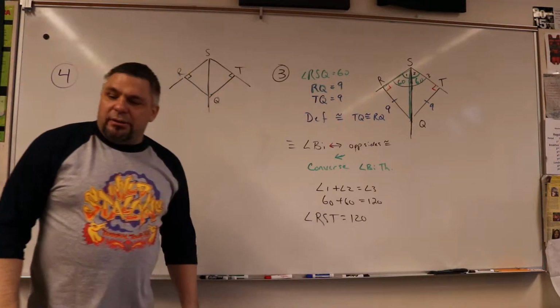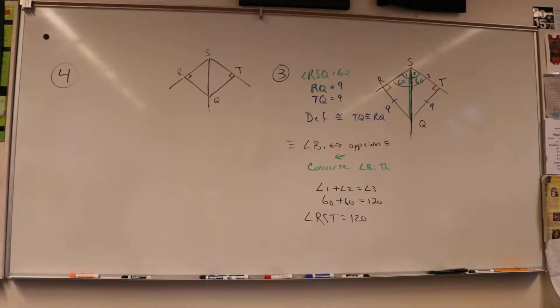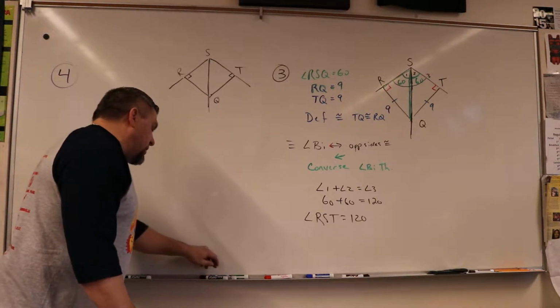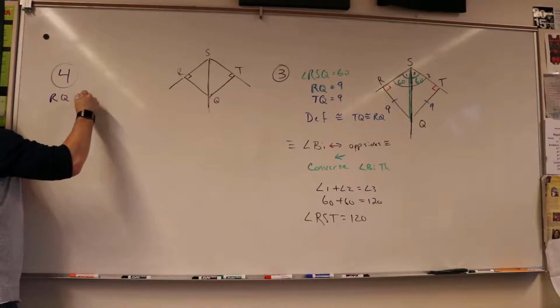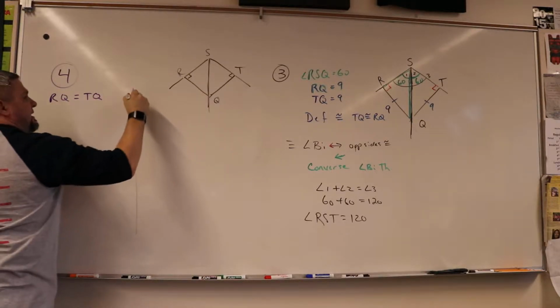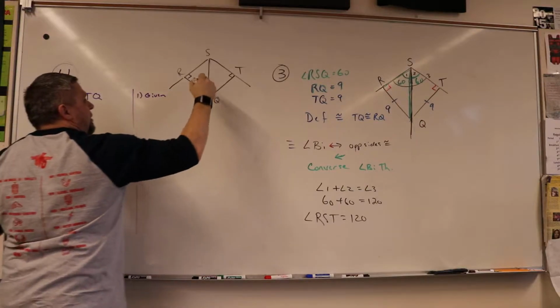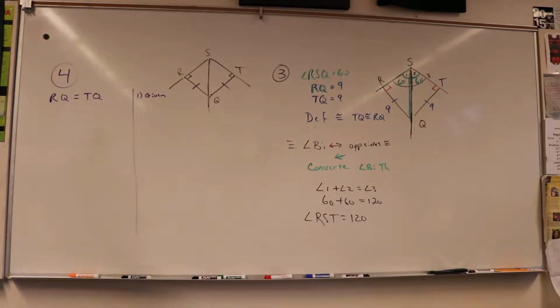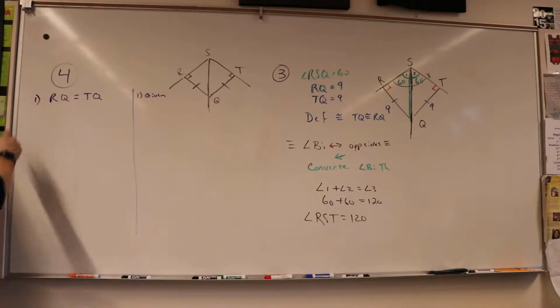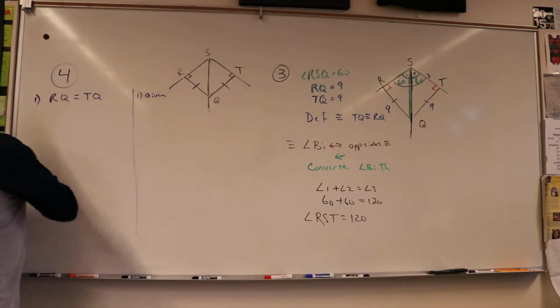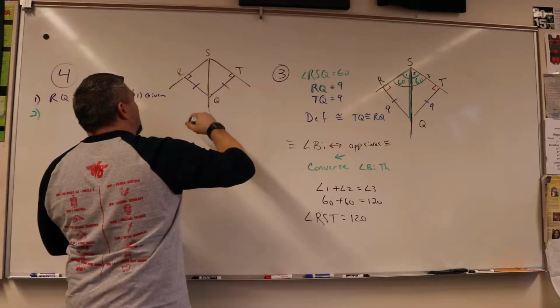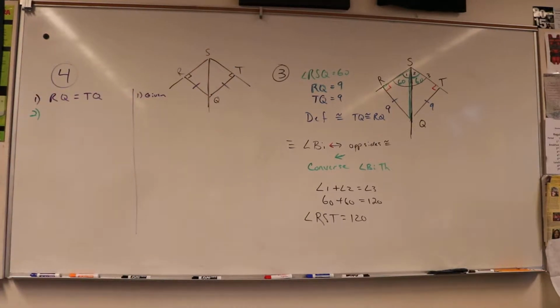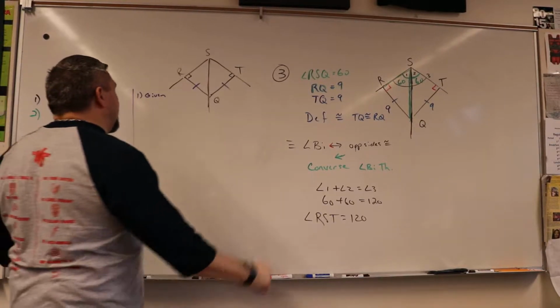Now, in problem 4, it says RQ is equal to TQ. And that's a given. So RQ is equal to TQ. That's given. Okay? So that's number 1. Number 2. Okay? Is that QRS? No. QSR.